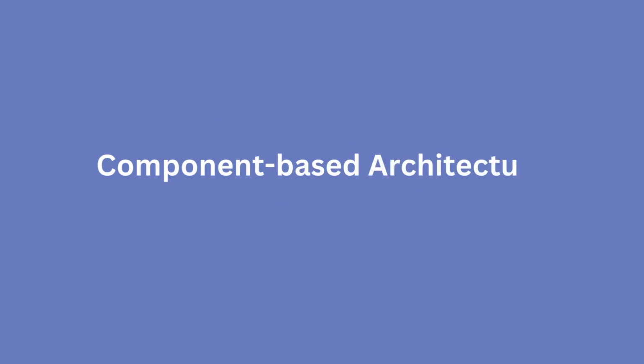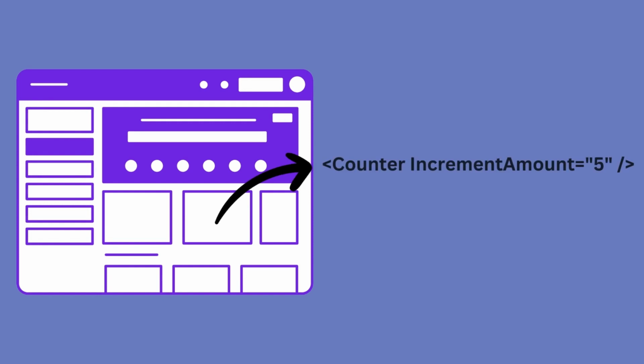A key feature of Blazor is its component-based architecture. A Blazor component is a reusable piece of web UI that encapsulates both its rendering and UI event handling logic. You can create your own components, but Blazor also provides many built-in components for many different use cases.